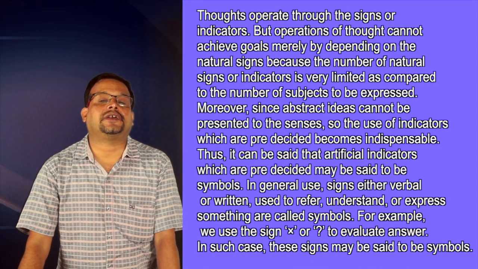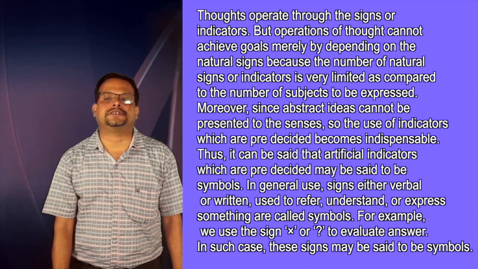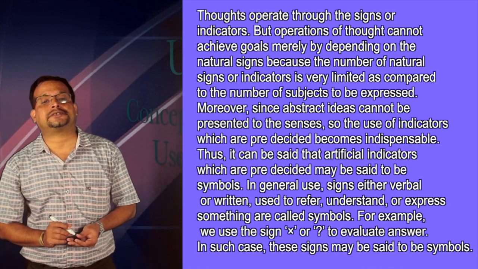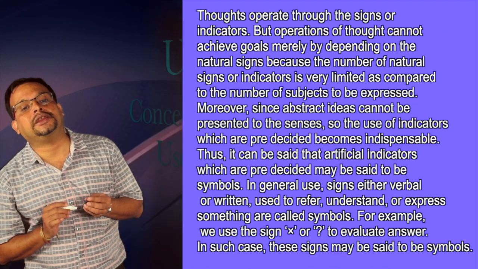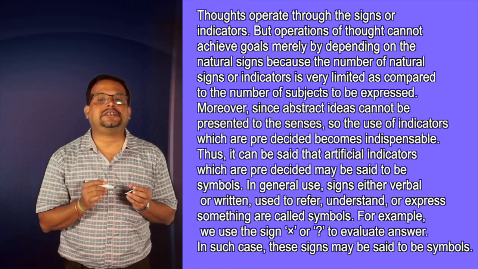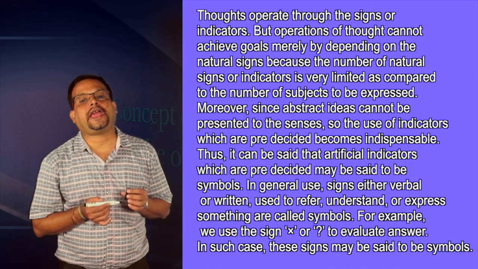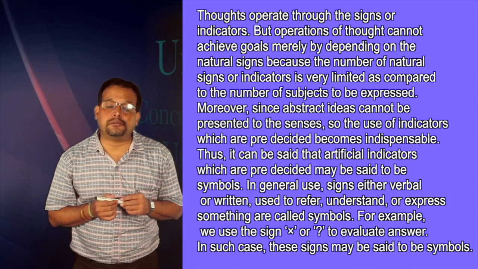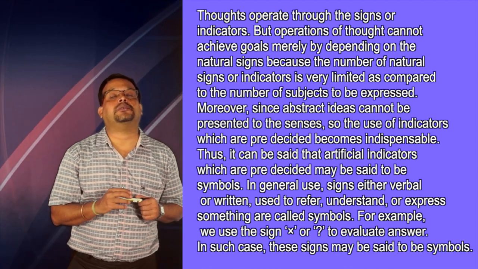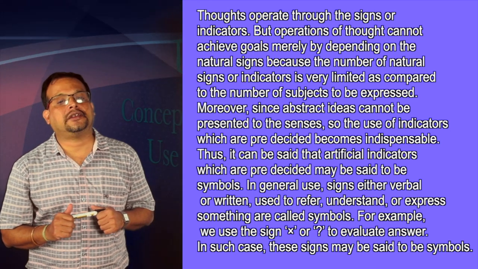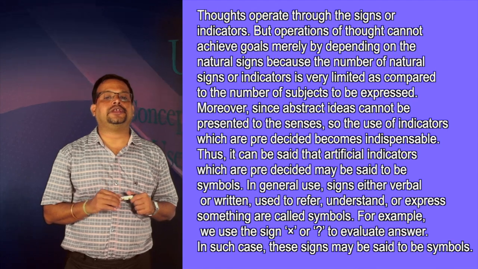Thus, it can be said that artificial indicators which are pre-decided may be said to be symbols. Again, I repeat this line, dear learners: artificial indicators which are pre-decided may be said to be symbols. In general use, signs, either verbal or written, used to refer to, understand or express something, are called symbols.